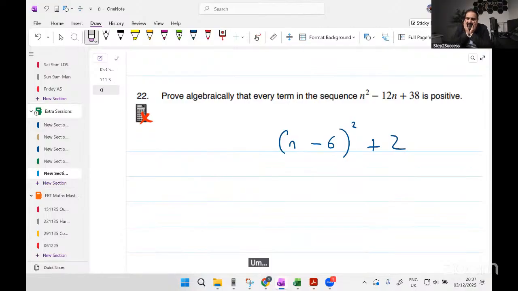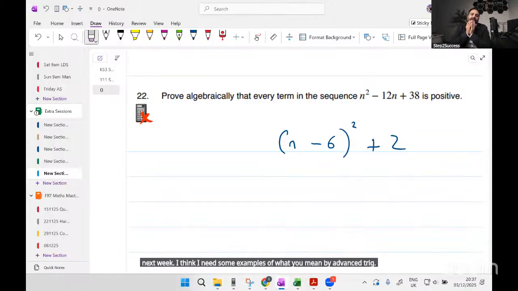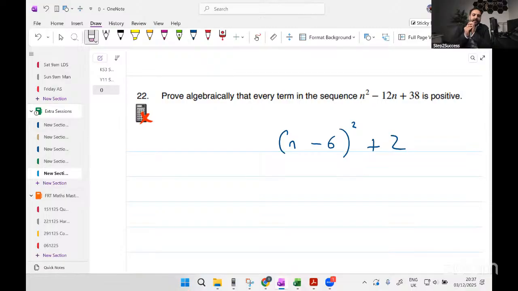Can you do advanced trig next week? I think I need some examples of what you mean by advanced trig. Because, yeah, if you have some examples of that, then I will go through those examples.